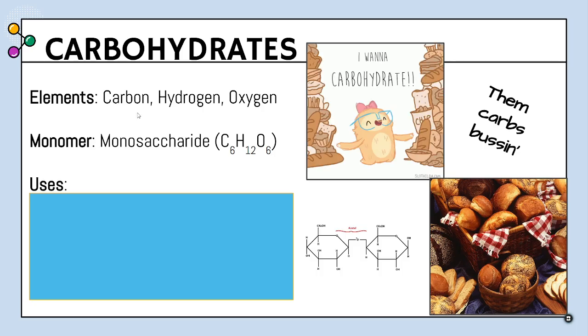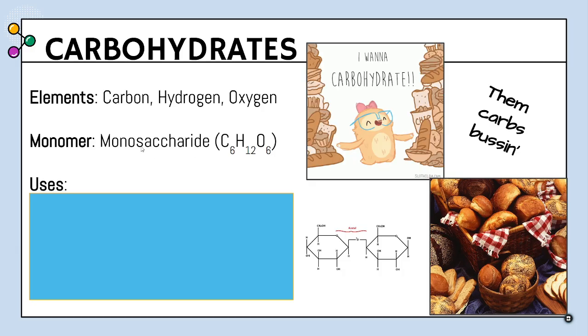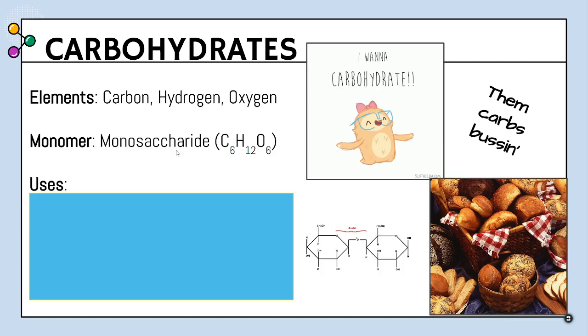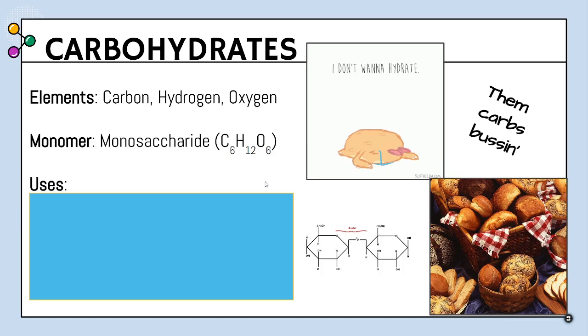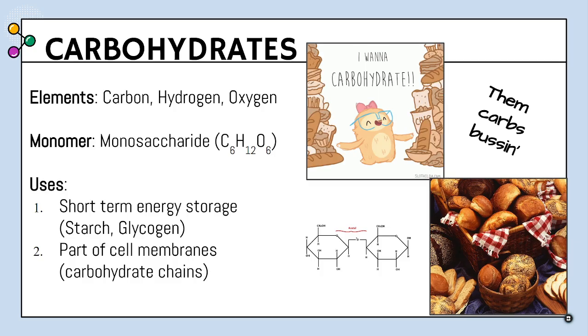So again, monomer, what's the monomer? What is it made out of? What are the individual building blocks of carbohydrates? Monosaccharides, C6H12O6. And then we get the different monosaccharides depending how the orientation and the formation of those elements come into play. Carbohydrates within our bodies are very, very useful for short-term energy storage because they're very easily broken down.